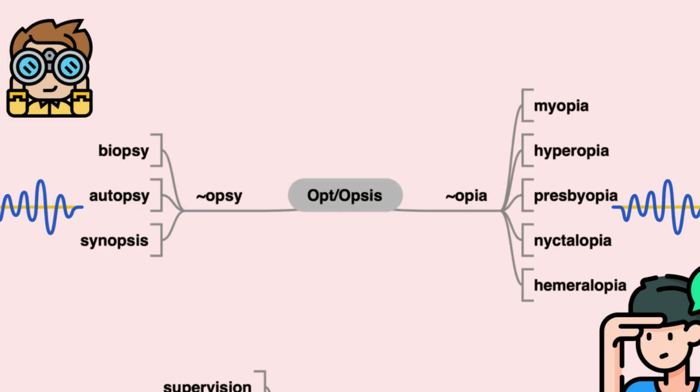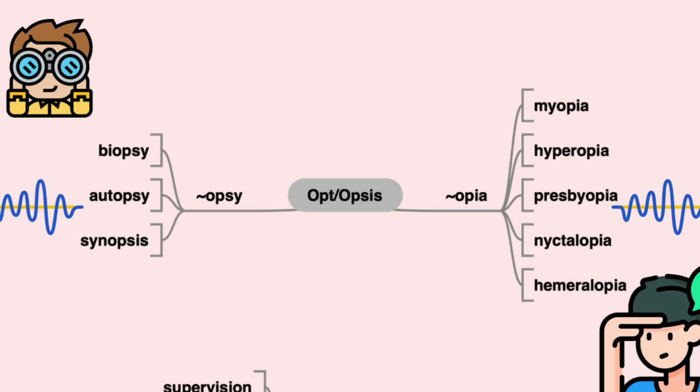Let us discuss opt and opsis, which originate from Greek. Both roots are associated with sight or the act of seeing. First, let's examine words related to opsis. Consider biopsy as an example. Here, bio means life and opsis means to see. This word refers to the act of examining biological tissue by looking directly at it, called a biopsy.